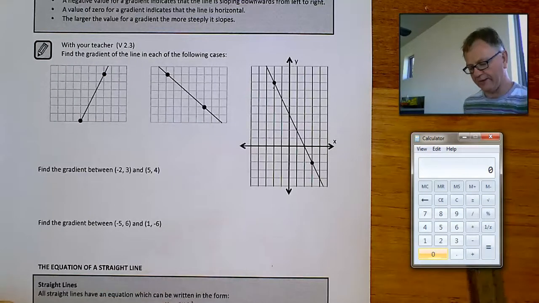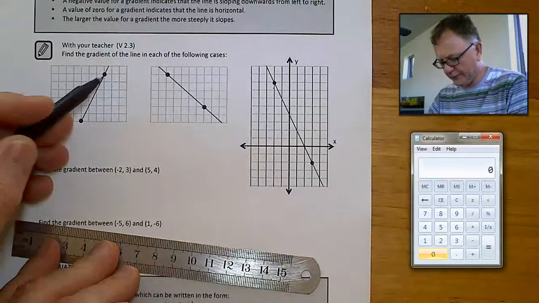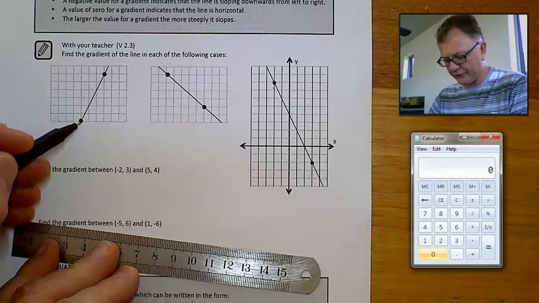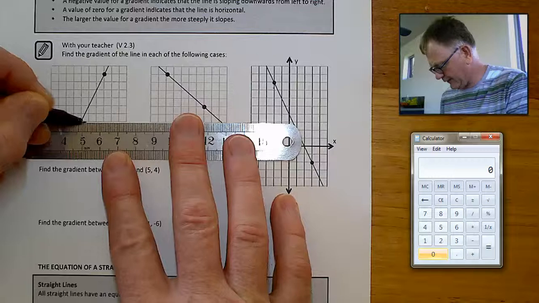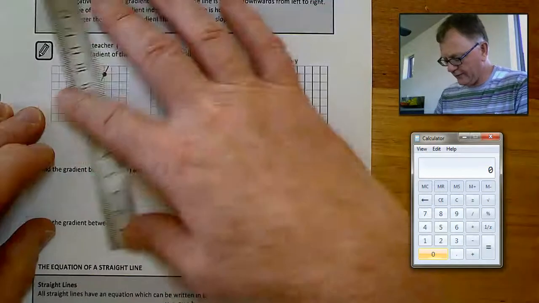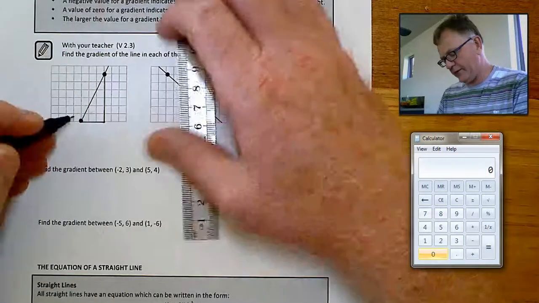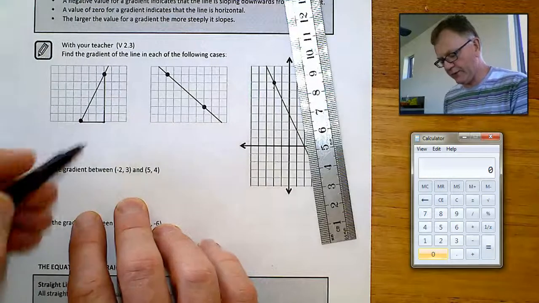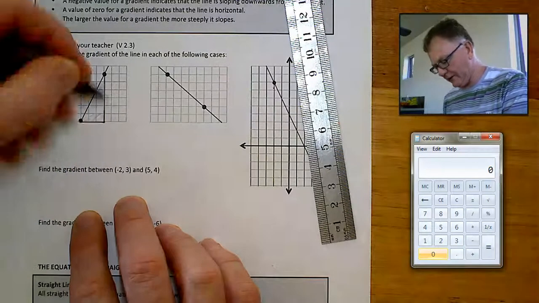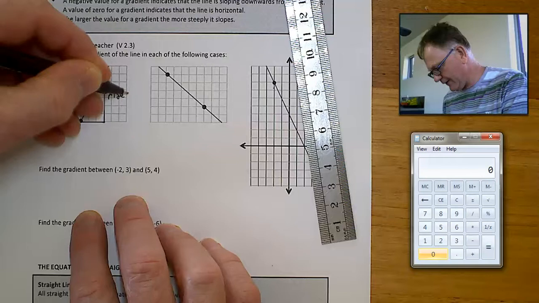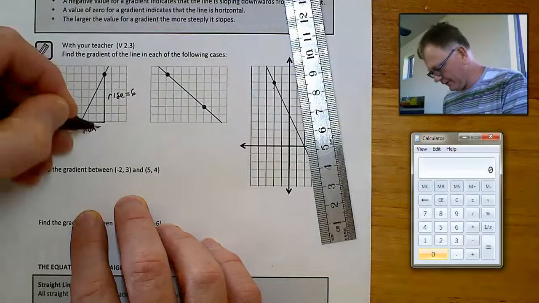by the run. In the case of this first one, if I was going on a journey between this point and this point, the rise is the number of squares I go up. Sometimes it's convenient to draw a little triangle around here like this. So that's how many squares along I go. The number of squares up I go, the rise. So the rise is the number of squares up I go. The run is the number of squares I go along. I go up 6 squares. So the rise equals 6, and the run, the number of squares I go along, equals 3.